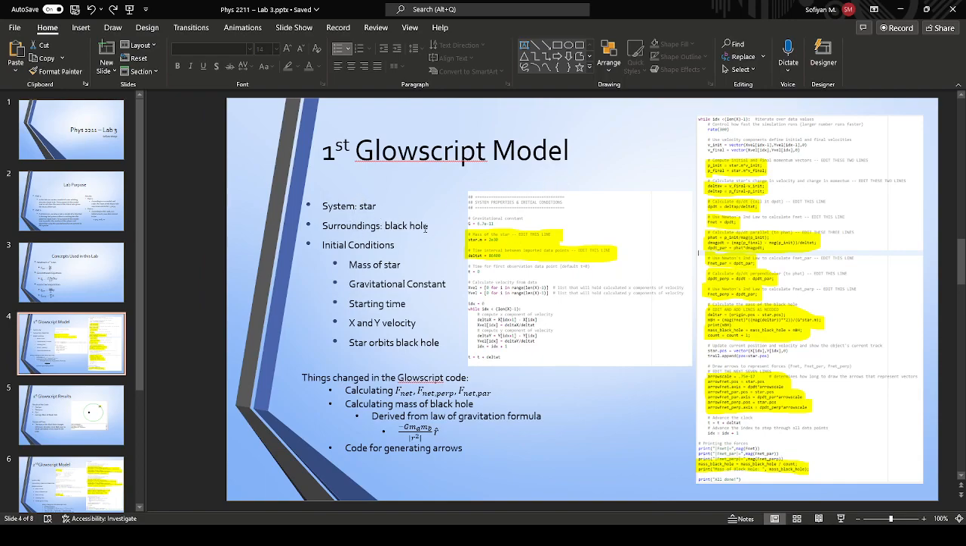So the system was a star, the surroundings was a black hole, and the initial conditions we're given are the mass of the star, gravitational constant, starting time, and the x and y velocity of the star, which you can see in this loop right here. The star orbits a black hole. What I changed in the calculation loop of the code was finding the initial and final momentum, the change in velocity and change in momentum, dp dt, which is delta p over delta t, with F net set equal to that. Then we calculate the parallel component of F net and the perpendicular component of F net right here. In this highlighted block, we calculated the mass of the black hole by manipulating the gravitation formula to find the mass. We also changed the code so that we can display the arrows while the code was running, and added a print statement to print out the mass of the black hole.